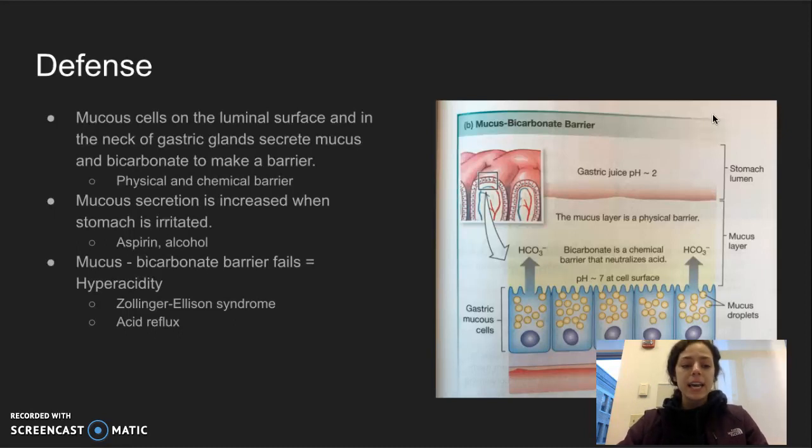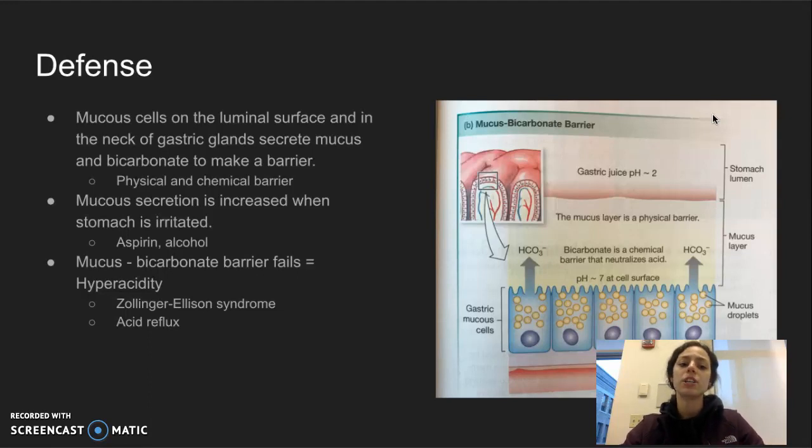So then finally in the gastric phase is defense. Mucus cells on the luminal surface and in the neck of the gastric gland secrete mucus and bicarbonate to make a barrier. This is called the mucus bicarbonate barrier, and you can see it over on the right. This is a physical and chemical barrier: physical because of the mucus, chemical because of the bicarbonate.